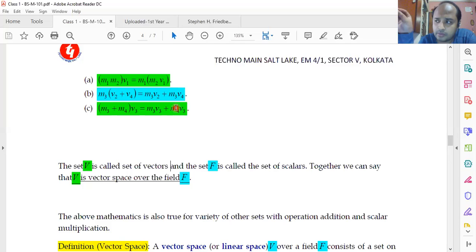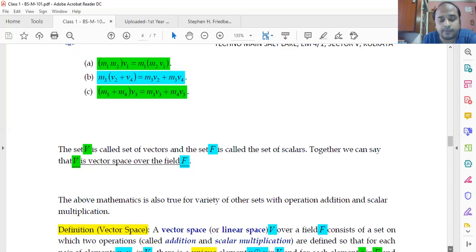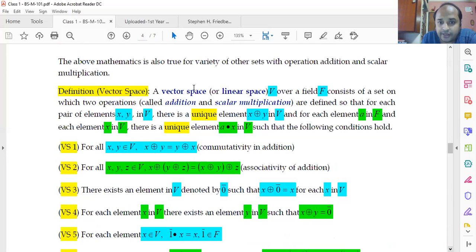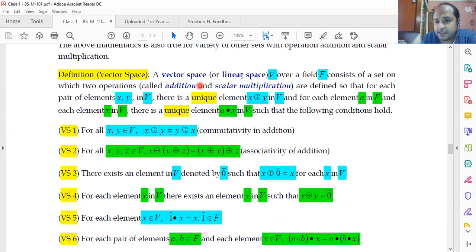I always try to remember the rules, and whenever a situation comes to me, I try to find out whether this situation follows the rules defined by me. That rule is the definition of vector space, which I am going to read for you in this classroom right now. A vector space or linear space. Why is it called linear space? You may say it is the subject matter of linear algebra, therefore it is called linear space.